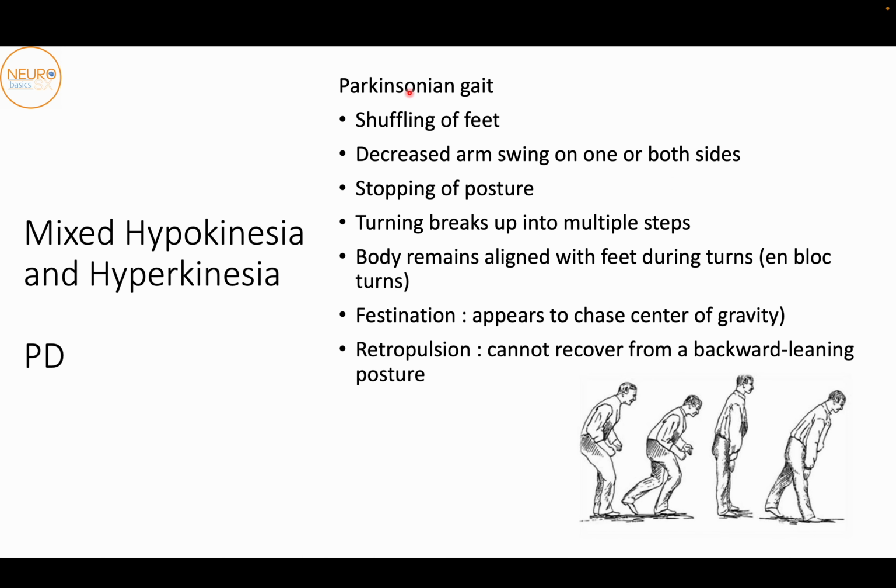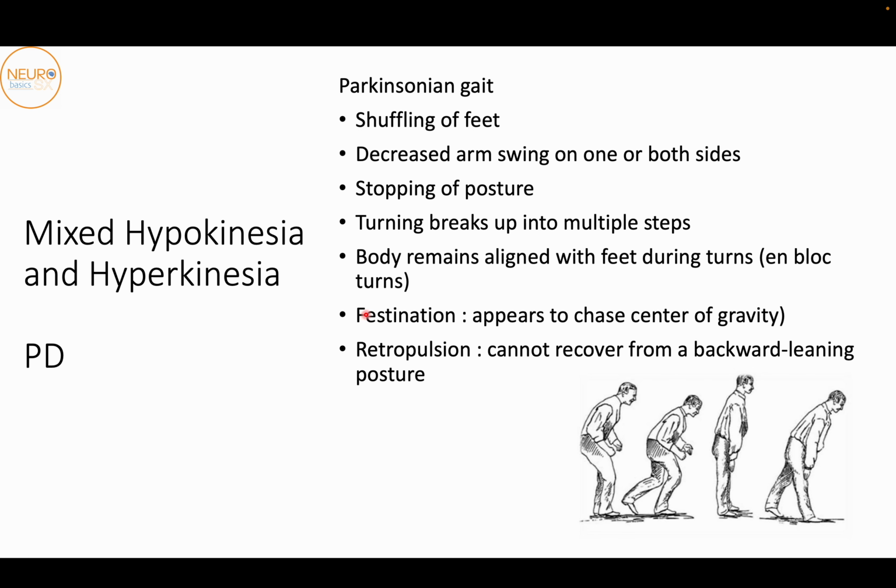Another important aspect of PD is the very well-known Parkinsonian gait. There are multiple different aspects of the gait. Important facts to remember are shuffling of feet. Arm swing can be decreased on one or both sides. There is going to be a stooping of the posture. Whenever they turn, it breaks up into multiple steps, and they turn en bloc. The body and the feet remain aligned when they're turning.